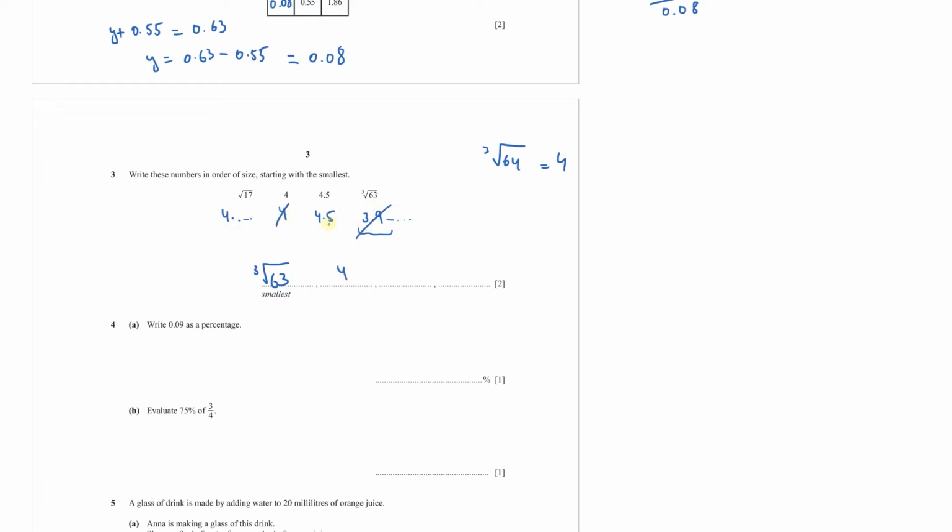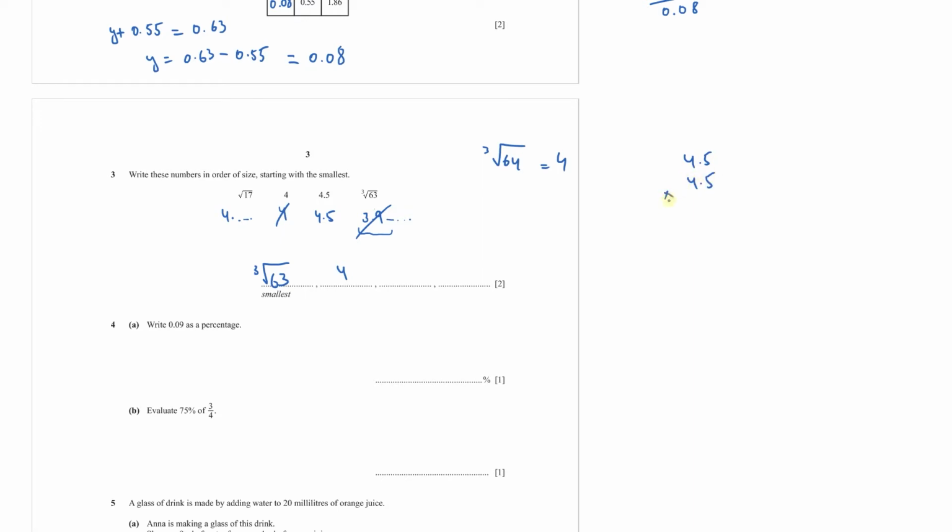So now you are left to compare 4.5 and 4 point something. We don't know this number, so it's hard to compare. What we can do is take the square of 4.5 and compare it with square root of 17. So what is 4.5 squared?